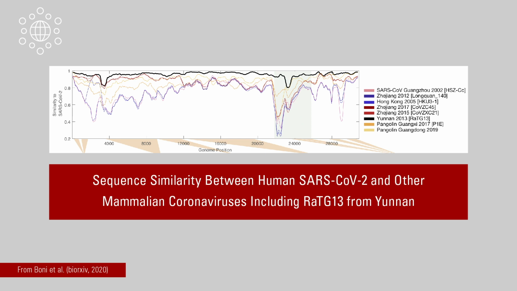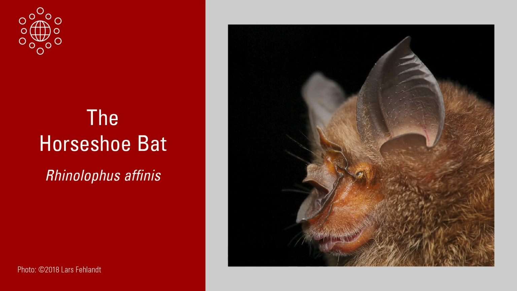Across most of the genome, SARS-CoV-2 is over 95% genetically similar to a sequence sampled from a Chinese horseshoe bat in 2013. Virologists now call this sequence RATG13, a mashup of the acronym for the bat species the virus was sampled from, Rhinolophus affinis, and the year it was sampled.